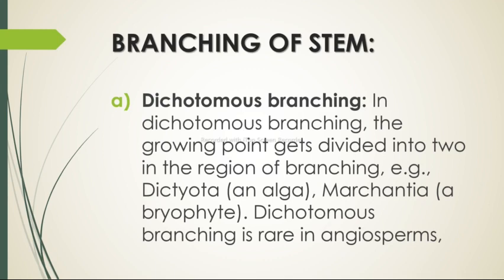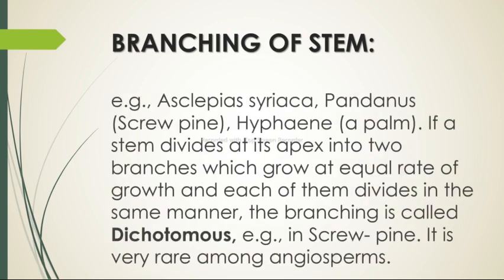In dichotomous branching, the growing point gets divided into two in the region of branching. For example, Dictyota, an alga, and Marchantia, a bryophyte. Dichotomous branching is rare in angiosperms, for example, Asclepias syriaca, and Pandanus, screw pine. And the next is Hyphaene, a palm.